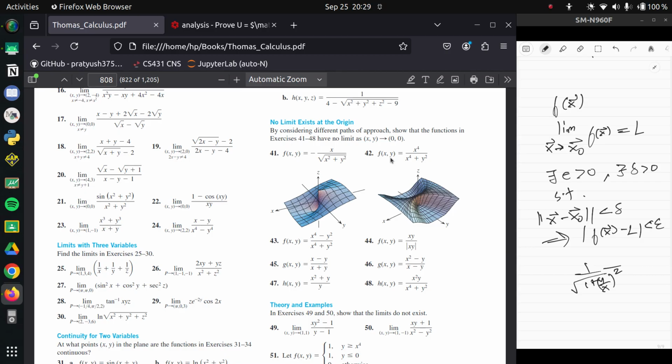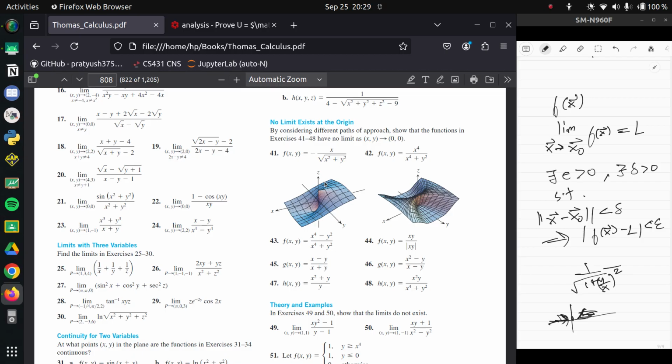Wait a second. Oh, okay, I see. So just set y to be 0, and let's go from this side and from this side. From this side, its limit will be 1. From this side, it will be minus 1. Sorry, from this side, it will be minus 1. So it will be 1 because of this negative sign. So it doesn't exist. Sure. Yeah, that is okay.